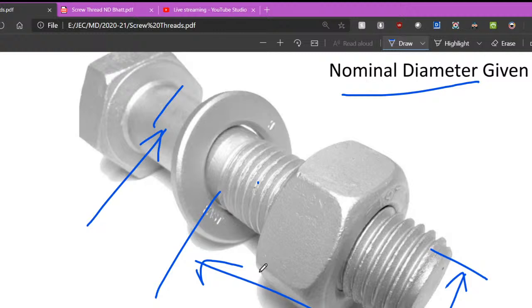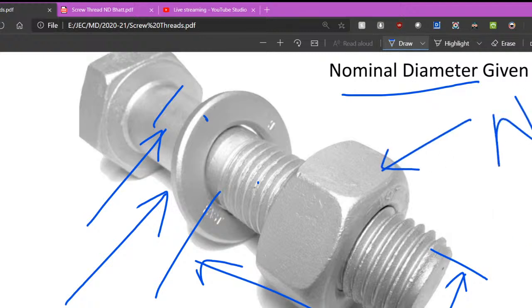Then this one is the washer, this one is your nut, this one is your bolt. In this particular case, this is your bolt.